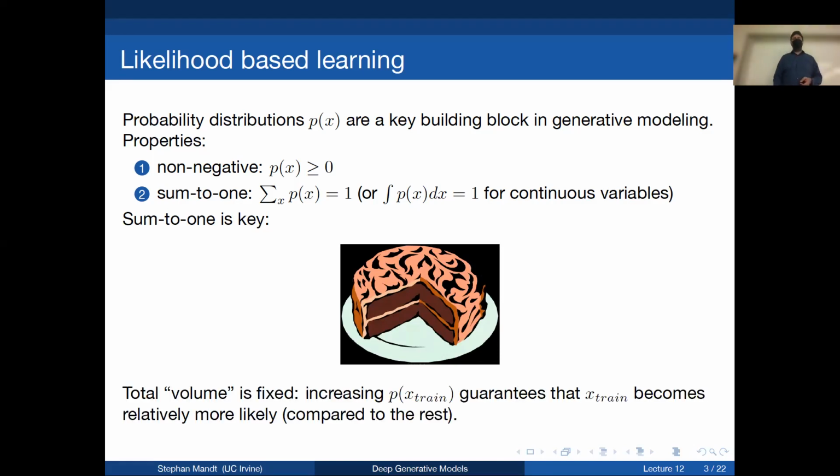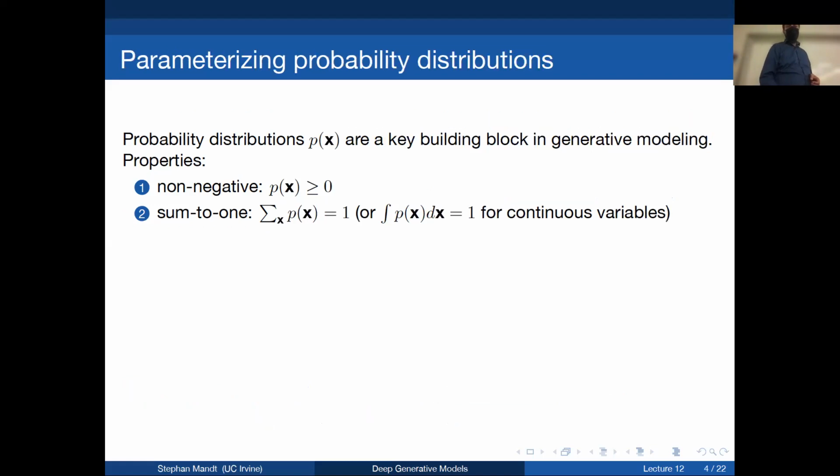This basically means that the total volume under that probability distribution P of x should be fixed, such that when we increase the likelihood of our training data, automatically we're reducing the likelihoods of some other data, because the total probability mass under that distribution is constrained. One way to think about it is that we make the training data relatively more likely compared to other data points that we didn't train on. Those are, again, these two requirements of probability distributions.